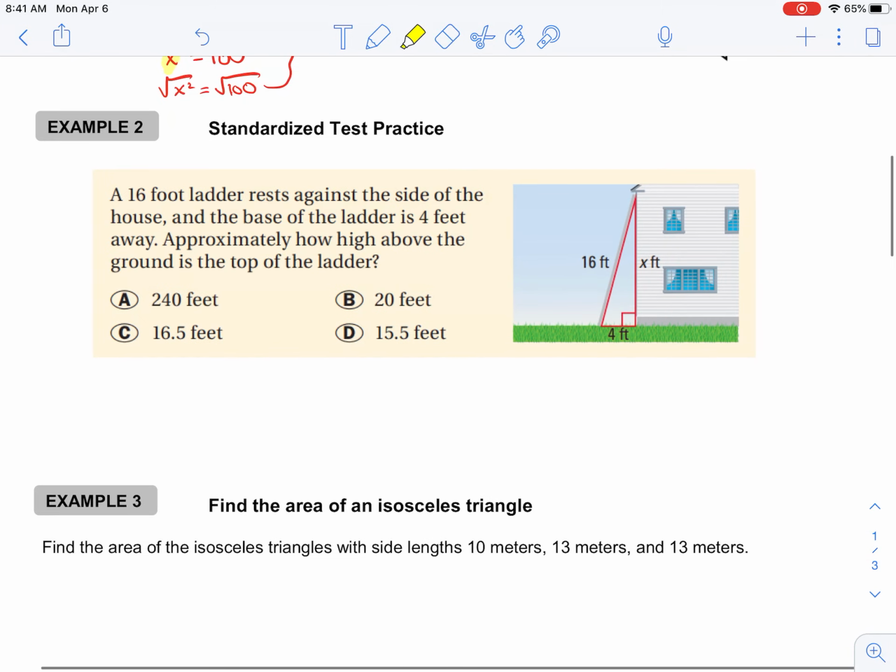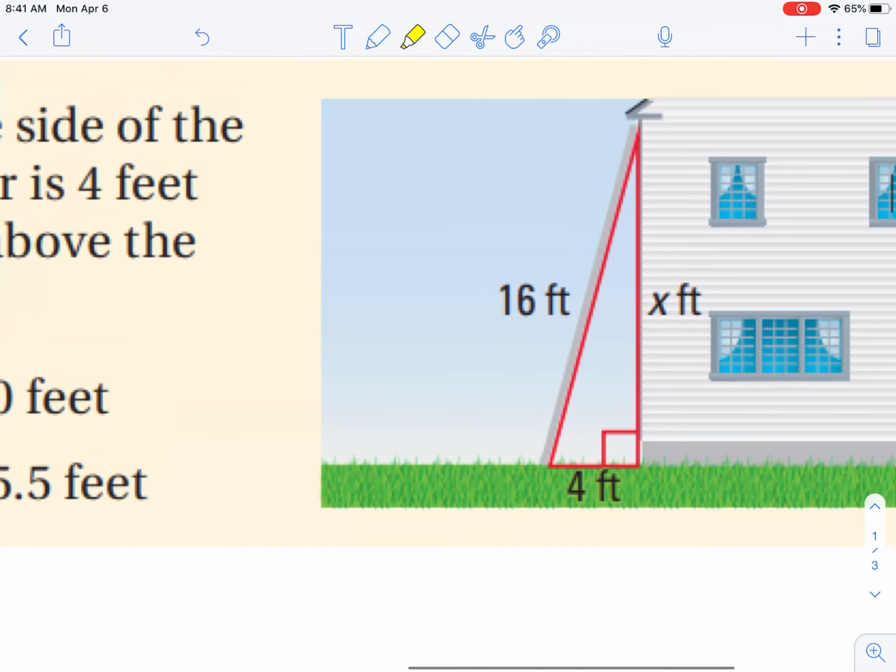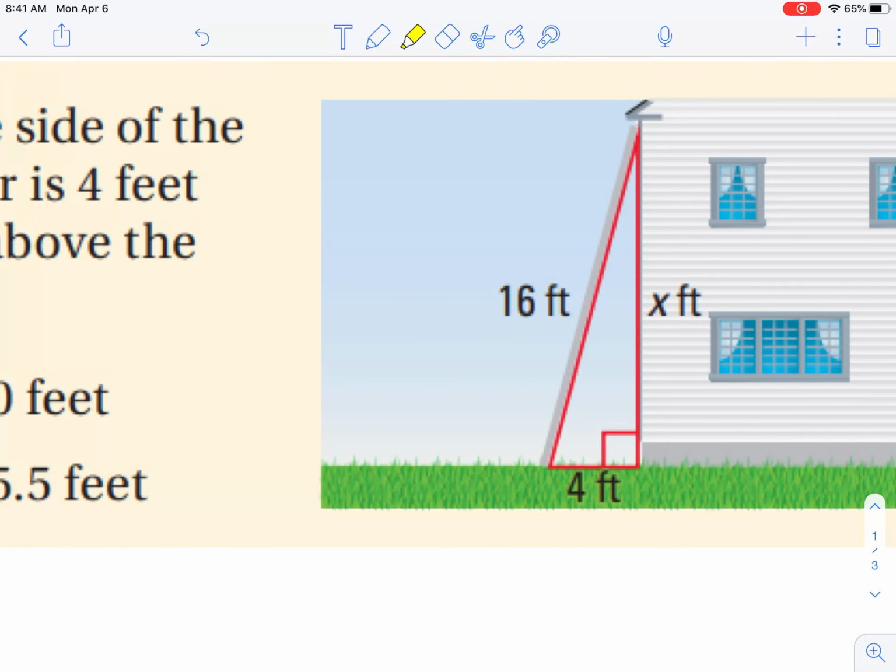Example 2 is standardized test practice. It says a 16-foot ladder rests against the side of the house, and the base of the ladder is 4 feet away. Approximately how high above the ground is the top of the ladder? So we have this diagram here to help us out. The ladder is 16 feet. It's 4 feet away from the house, and we want to know how high the house is.